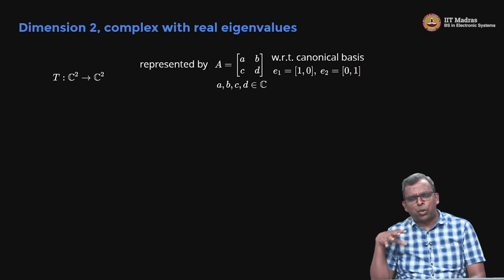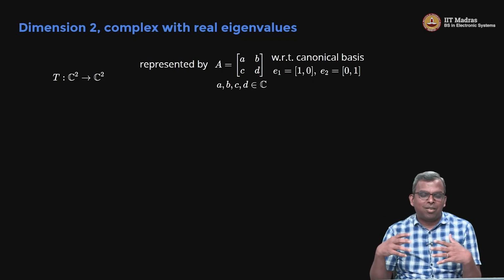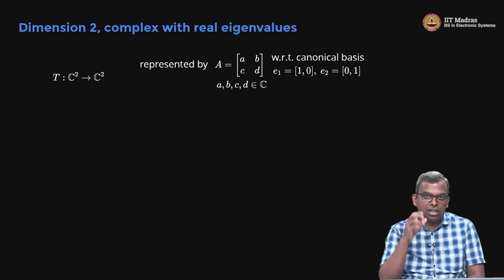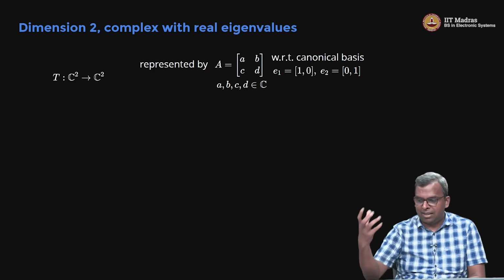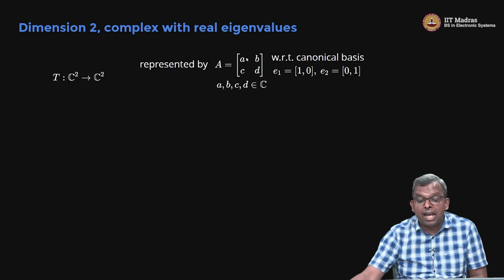Again, we'll start with dimension 2, which is C2. Without understanding C2, we have very little hope of understanding Cn. So, we will start with C2 here. I will look at an operator T from C2 to C2, and say that maybe it is represented by a matrix A, B, C, D, and A, B, C, D are now complex.